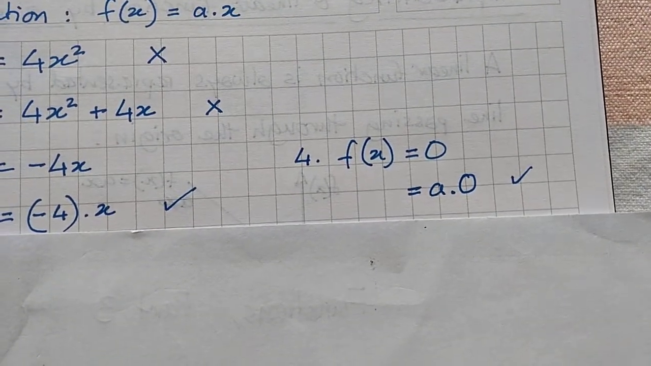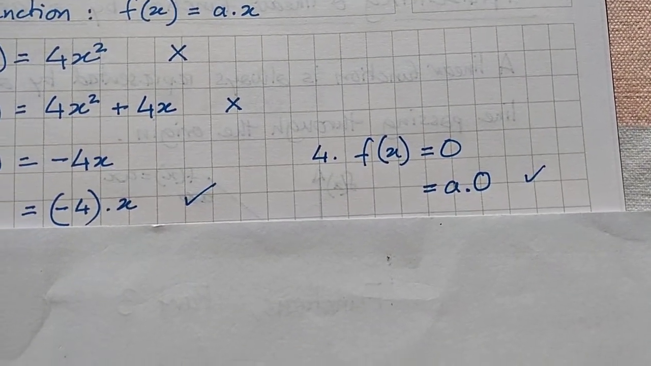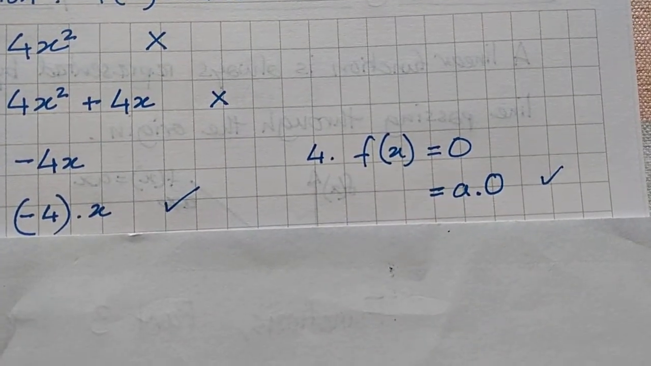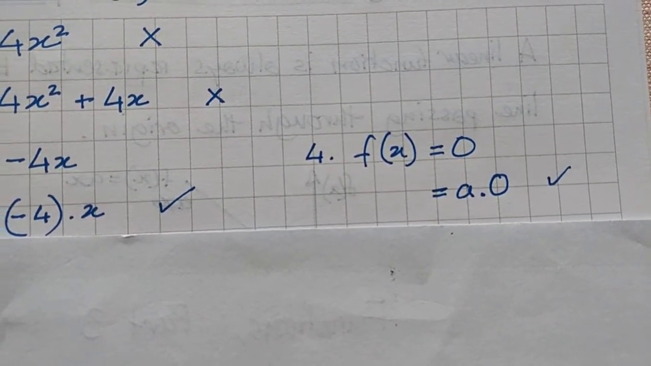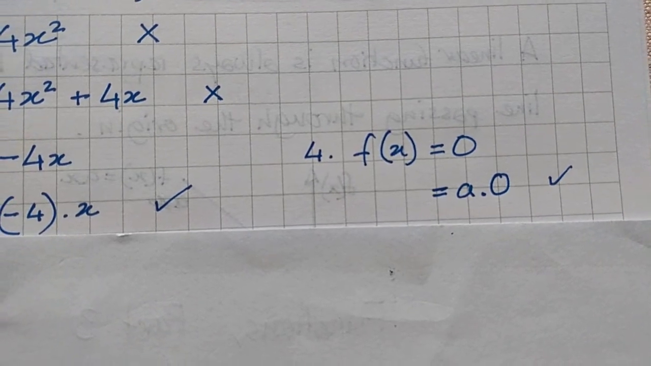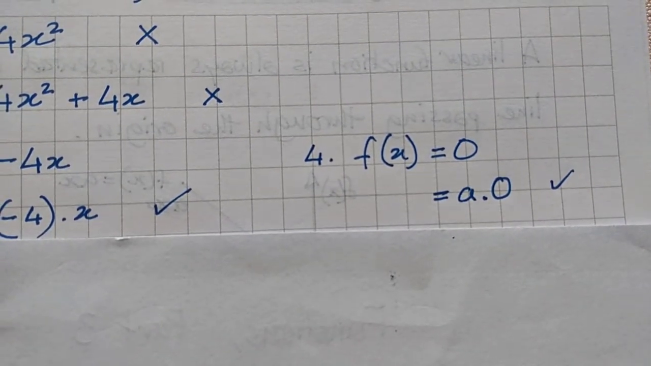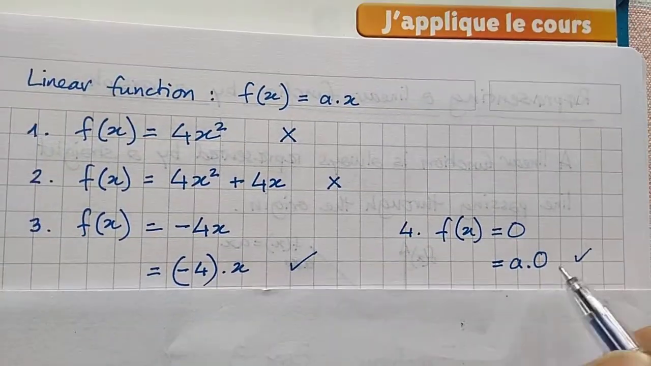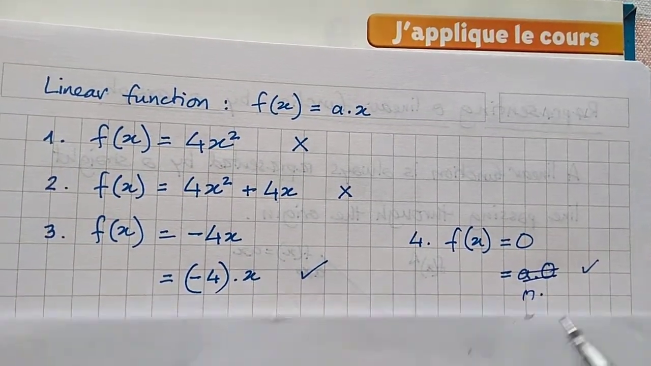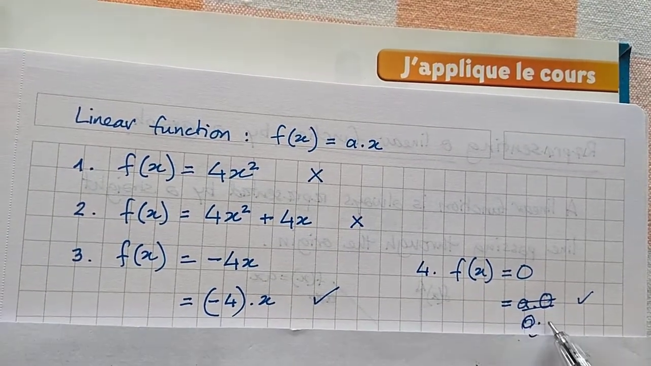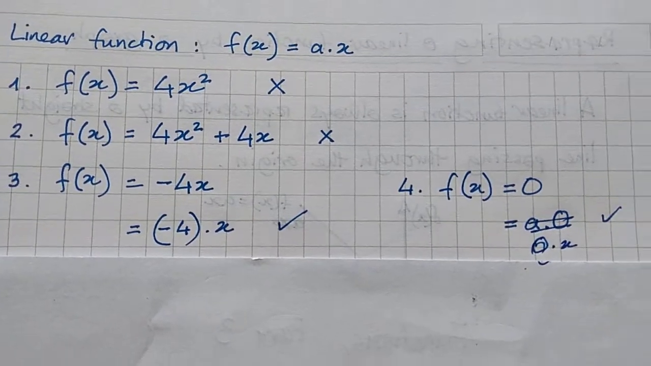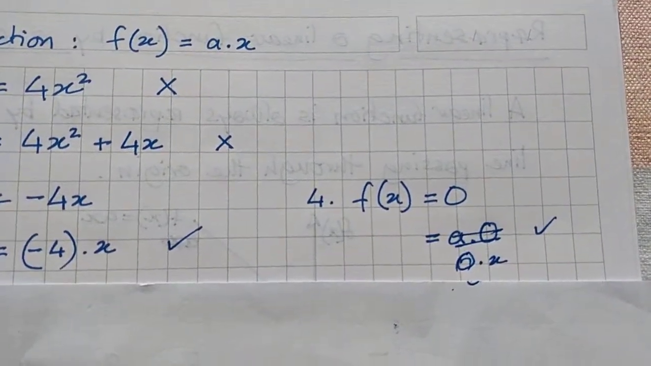Then number 4, f of x is equal to 0. Yes, this is a linear function because we already saw this. This I already explained to you, because it can be written as 0 into x, and anything into 0 is 0. So this is also a linear function.